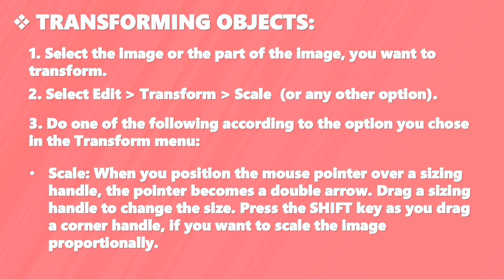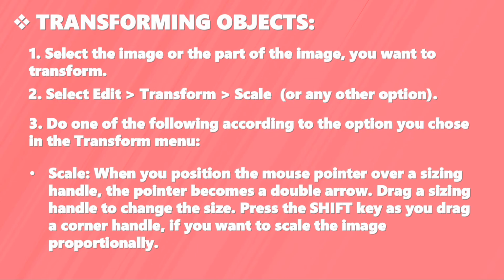Transforming objects. You can also scale, rotate, skew, distort, and apply a perspective to an image in Photoshop. You can flip the image vertically and horizontally too. The steps are: select the image or the part of an image you want to transform. Select Edit, Transform, Scale. Do one of the following according to the option you choose in the Transform menu.